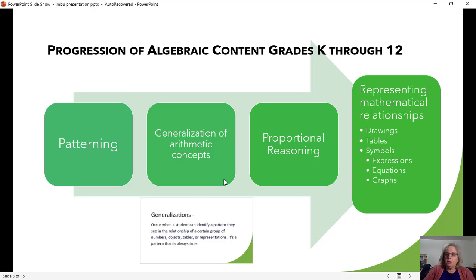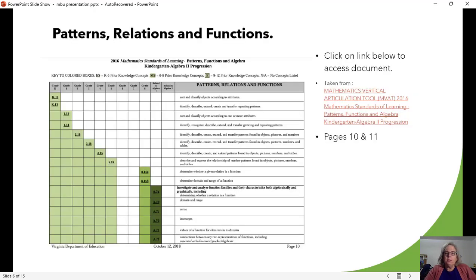The patterning, thinking of kindergarten, first, second grade, when they're using different things to make patterns and repeating them and extending them, all the way through to representing mathematical relationships, with the pre-algebra and algebra stuff that they do. Okay, so this document here is called the Mathematics Vertical Articulation Tool. It's a mouthful. But what this is really good for is if you are interested in finding out what the kids had to learn before they came to you, this is the document for you.